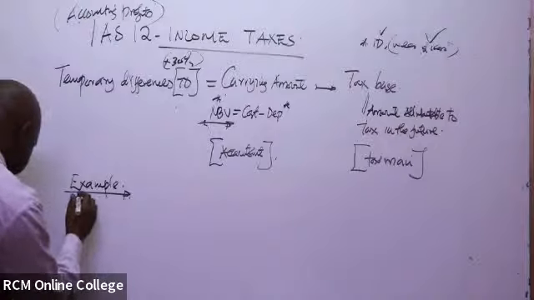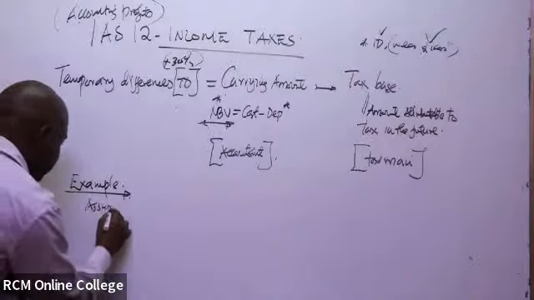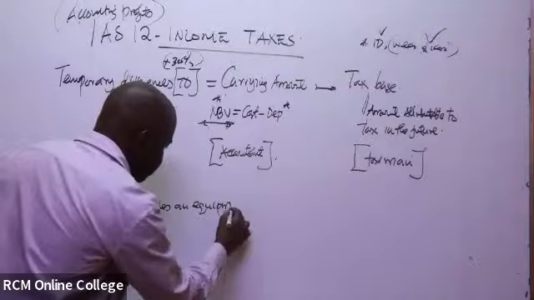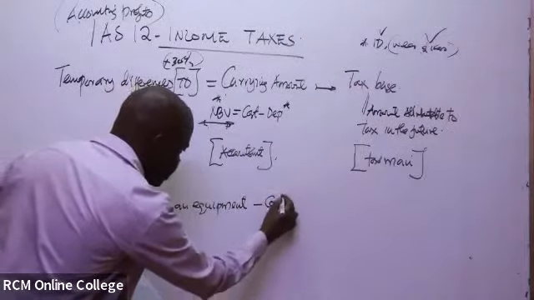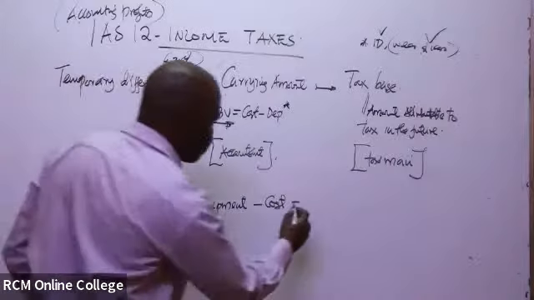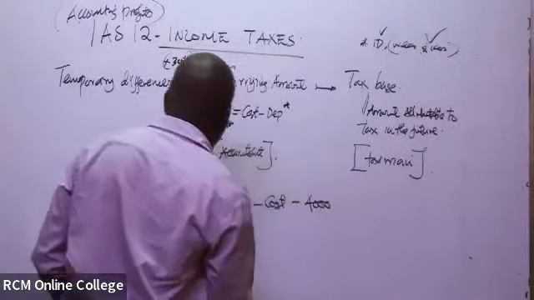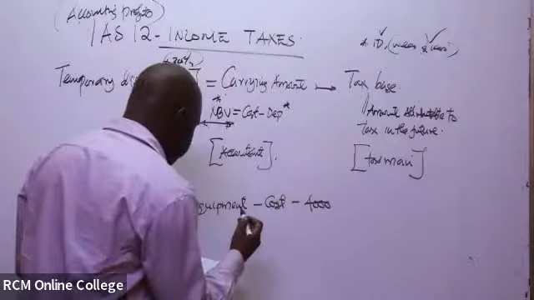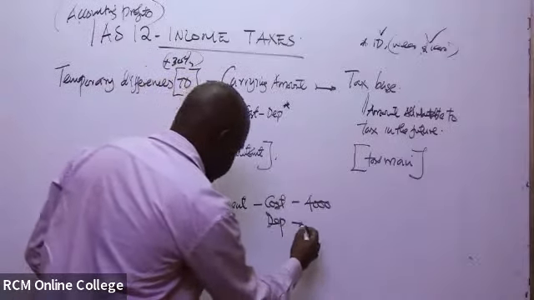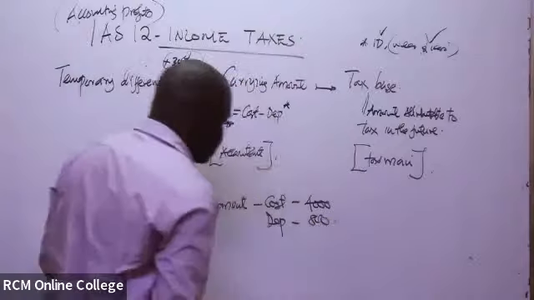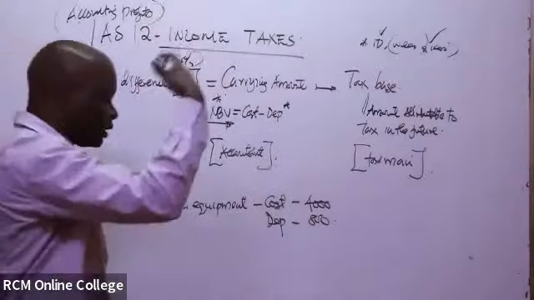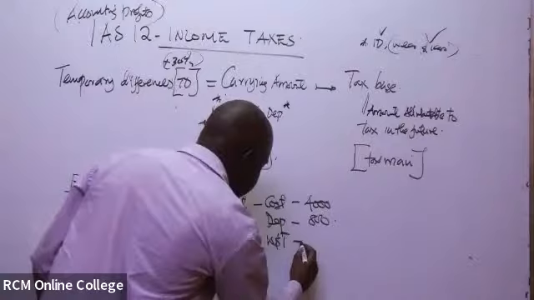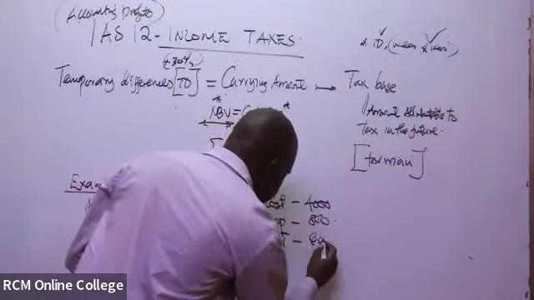Assume a company has an equipment. The cost is, let's say, for example, 4,000. Maybe our figures are in thousands, so let's say 4 million. And then the depreciation on this particular equipment is, let's say, maybe 800. But on the side of the taxman, he normally considers wear and tear. So the wear and tear, let's say, is exactly 600.